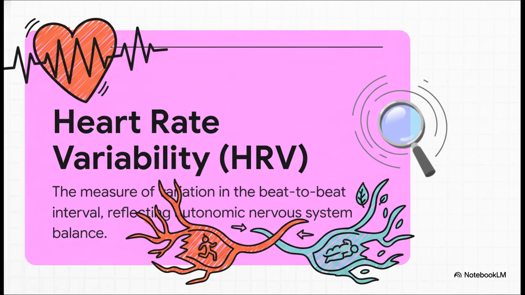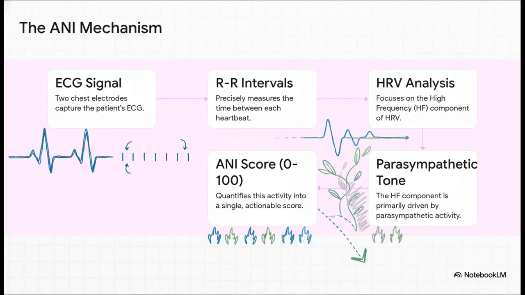Now, this isn't about the heart rate itself, it's about the tiny millisecond-level changes in the time between each heartbeat. And these little fluctuations, they aren't just random noise. They are a direct, measurable window into the constant tug-of-war going on between our sympathetic fight-or-flight system and our parasympathetic rest-and-digest system.